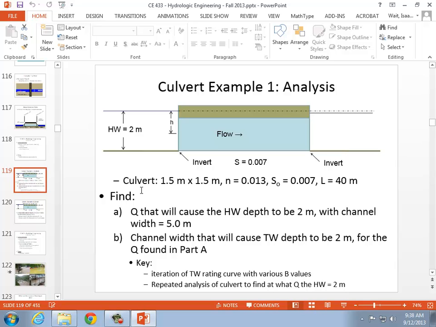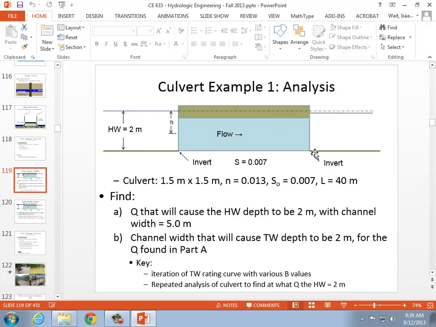Now, it's 40 meters long from inlet to outlet, and we expect a headwater elevation 2 meters above the invert elevation. Now, we don't actually know the absolute elevation of the inlet or the outlet. All we know is the slope. And so what we're going to do is just select some hypothetical elevation datum to start everything off with, and then we're going to make the headwater elevation relative to that datum. We'll have the outlet elevation relative to the datum.